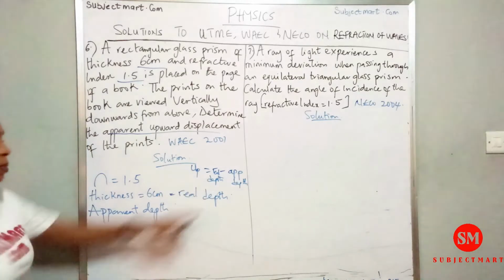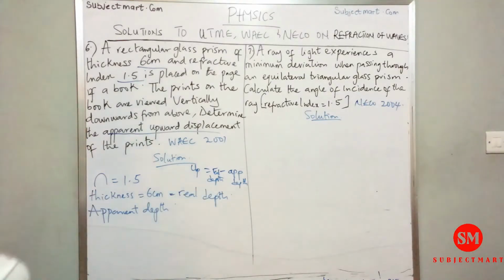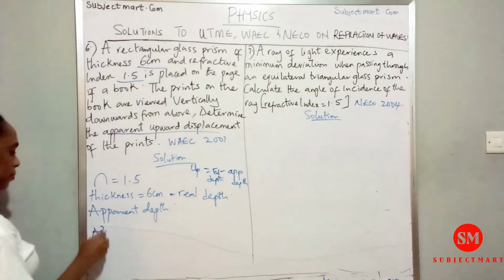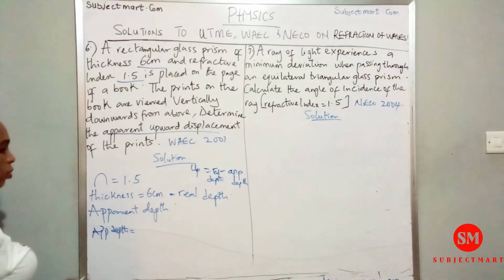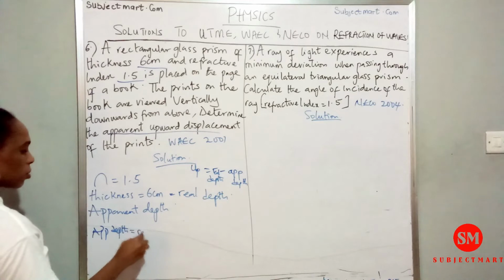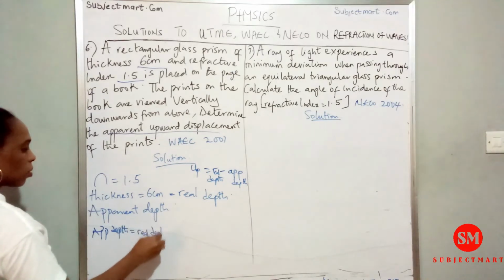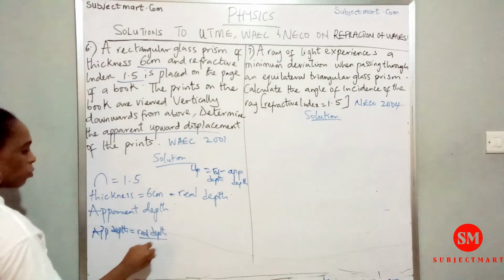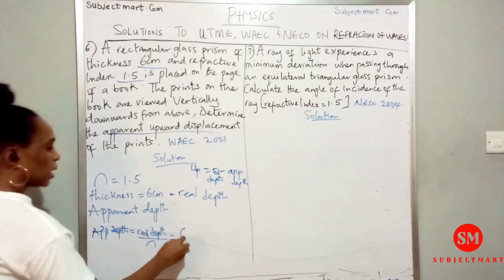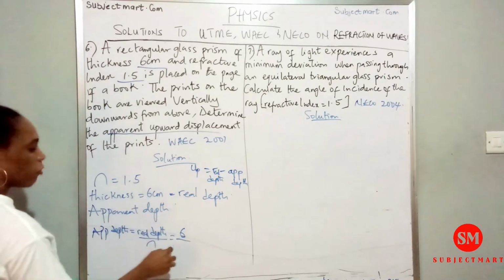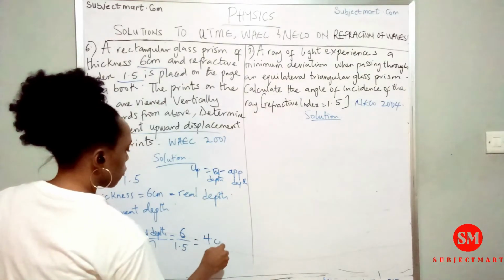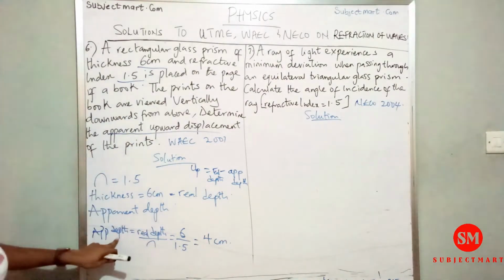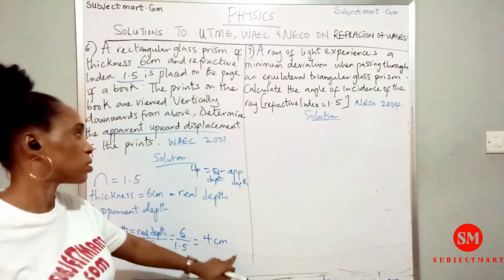So we have the real depth, but we don't have the apparent depth. So to do that, apparent depth is equal to real depth over refractive index, and that is 6 over the refractive index, which is 1.5, and this will be equal to 4 centimeters. So our apparent depth is equal to 4 centimeters.